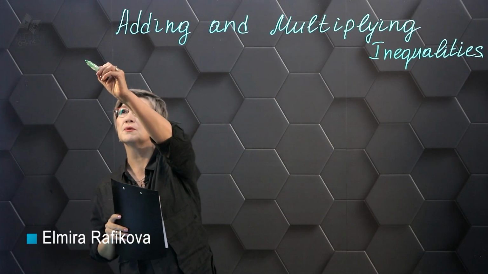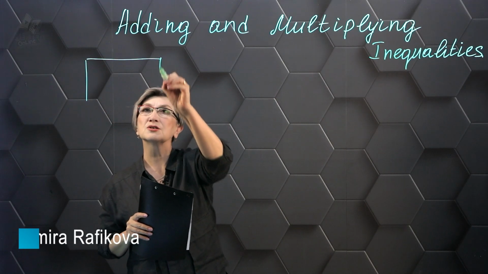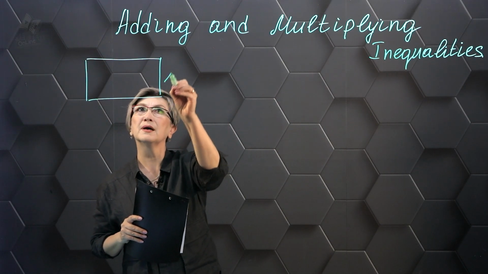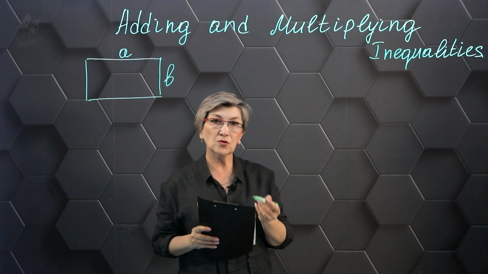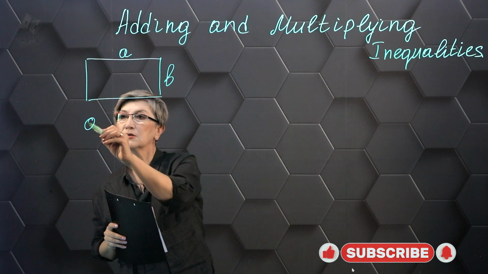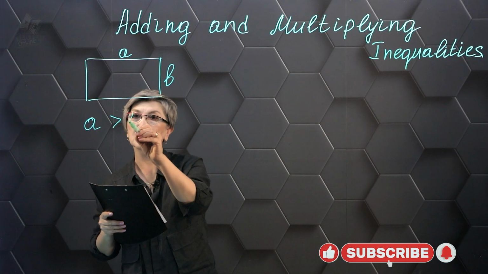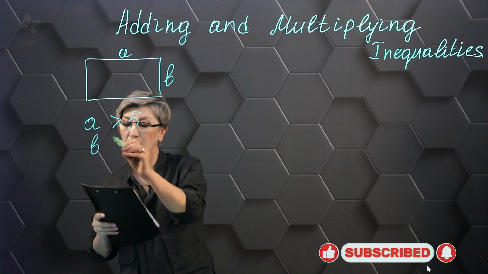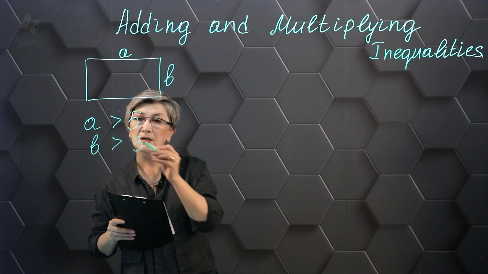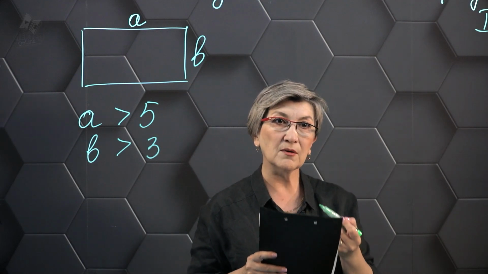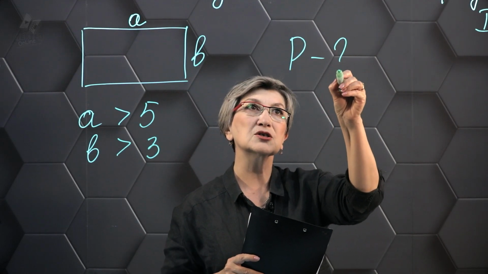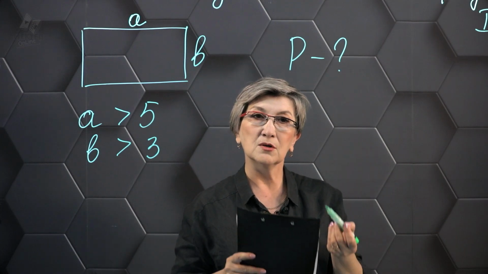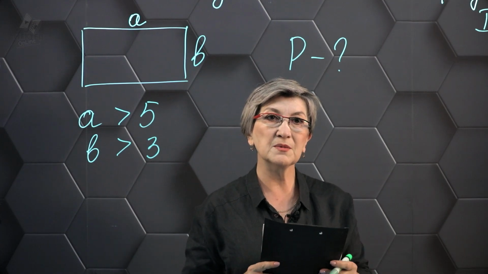If we label the width of the rectangle as B and the length as A, and as stated in the problem, the length is more than 5 and the width is more than 3. Then we need to find out what the perimeter of our rectangle is going to be. What will we do in this case?